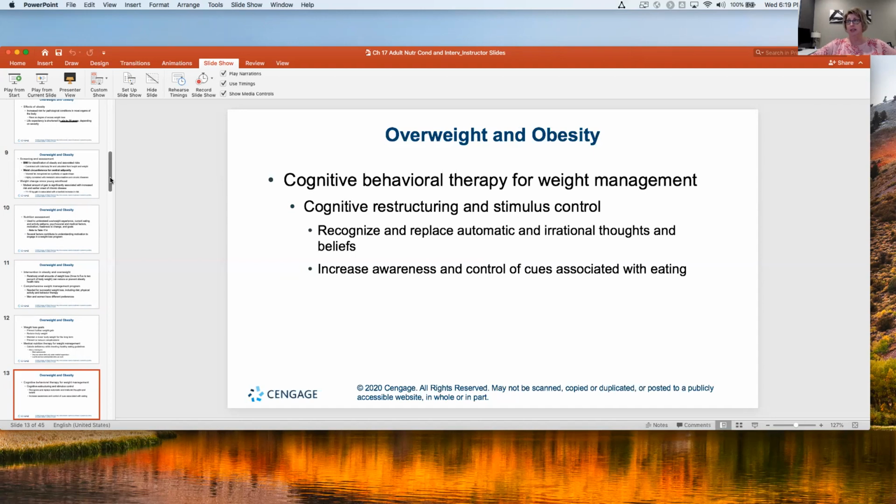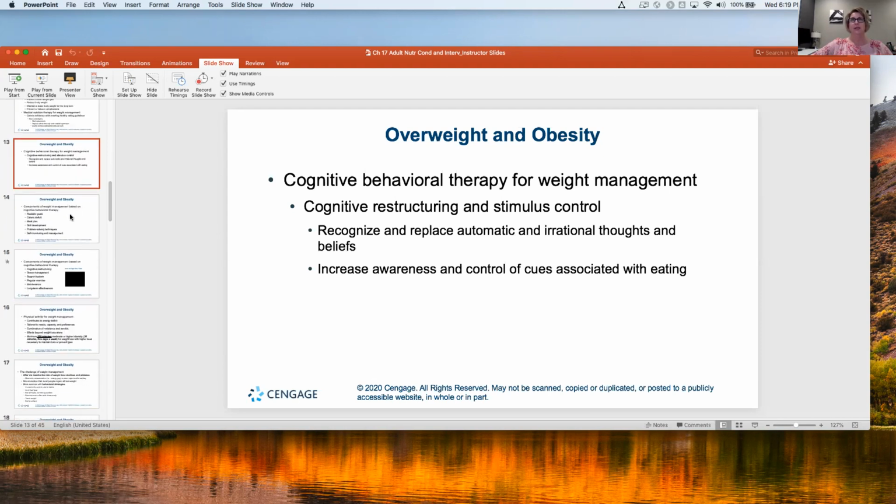I recognize it says replace automatic and irrational thoughts and beliefs. A lot of times when you talk to people, they'll say, I'm an emotional eater. I eat when I'm stressed. So that's the part of how we restructure their environment so that they can be successful. Part of what we do is looking at that in addition to the number of calories in and calories out, and how I work on that.